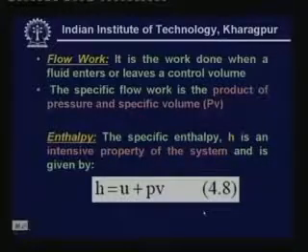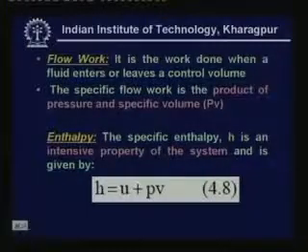Now, let us define an important parameter called flow work. Whenever a fluid enters or leaves a control volume, it has to do certain work. When a fluid is entering a control volume, it has to do work against the pressure of the control volume. There is some fluid in the control volume exerting pressure, so the fluid element from outside has to enter against a force because of that pressure. This work is known as flow work. Similarly, when the fluid leaves the control volume, it again has to do external work against the pressure exerted by the surroundings, so again you have a flow work.